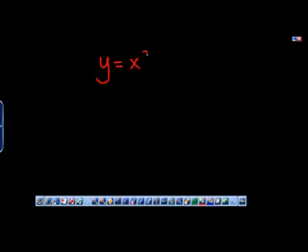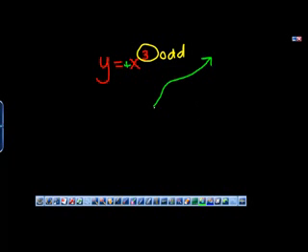Y equals x to the third. Let's take a look. We have an odd exponent, odd degree, which means one end will go down, one end will go up, and we have a positive coefficient, which means that it will rise to the right. So if it's rising to the right, the other end would be falling.